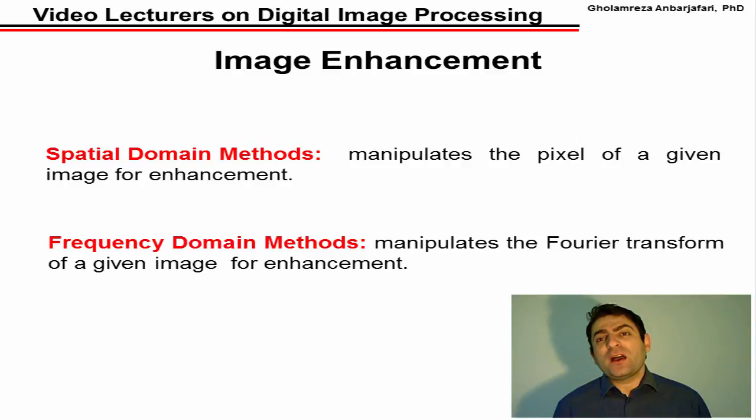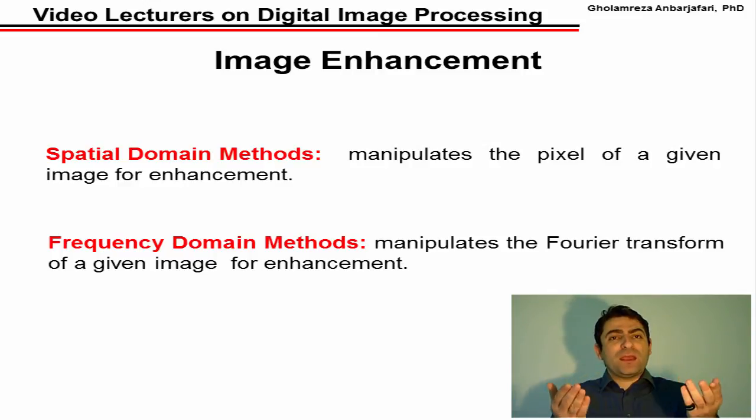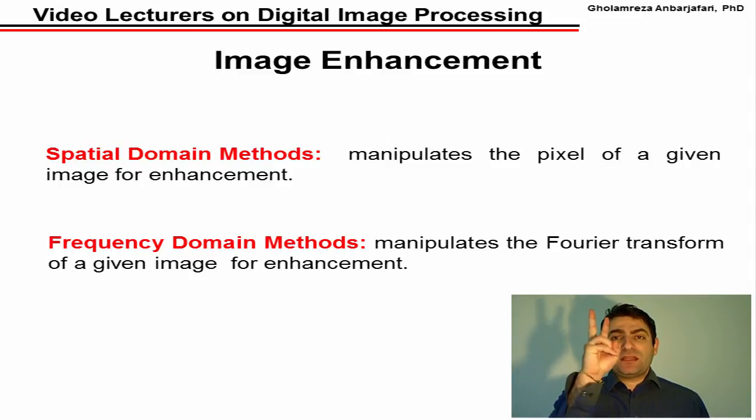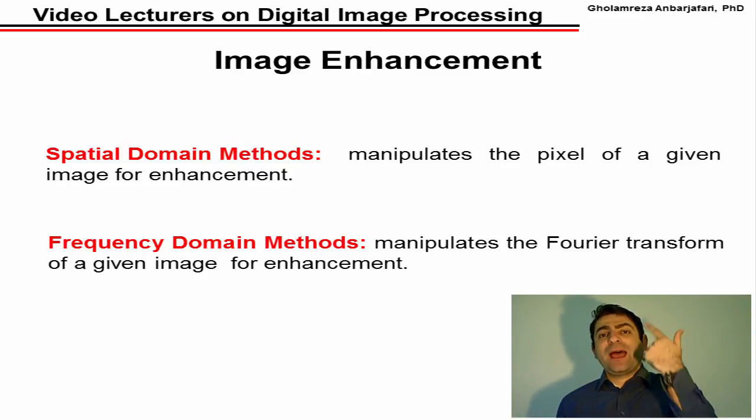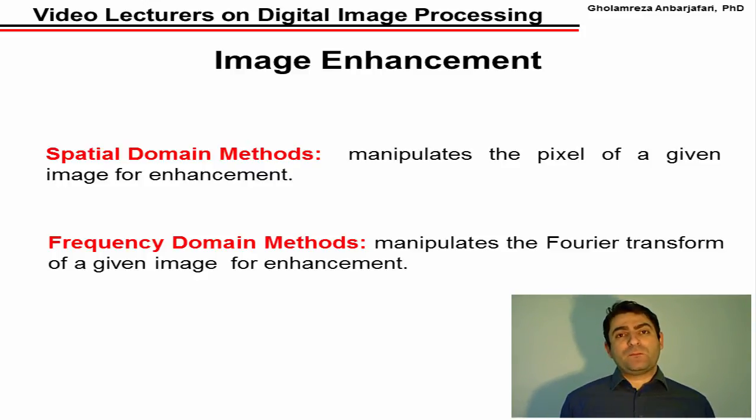Now, as I told you, today we will start to talk about image enhancement. So let's define what image enhancement is. Image enhancement is the process that improves the quality of the image for a specific application. So based on our application, we are doing some enhancement. This image enhancement can happen in two ways in general: a spatial domain method and a frequency domain method. And we will start with the spatial domain method.